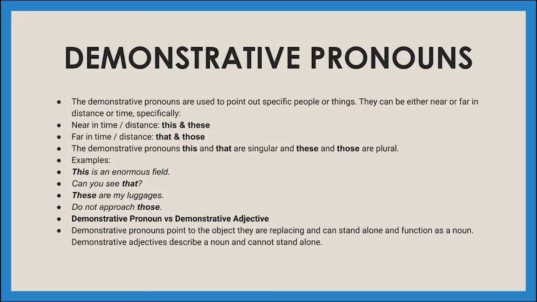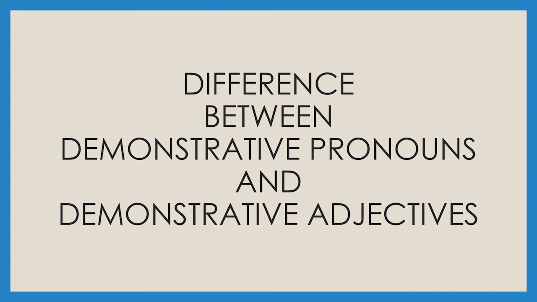Then we have demonstrative pronouns. They are used to point out specific people or things. They also can be near or far in distance or time. The words used are this, that, these, and those. Now, what's the difference between demonstrative pronouns and demonstrative adjectives?